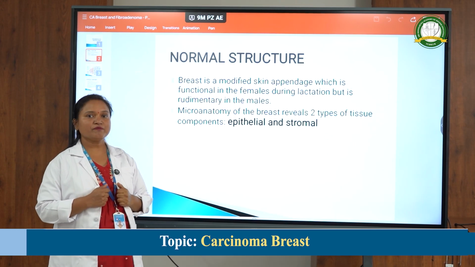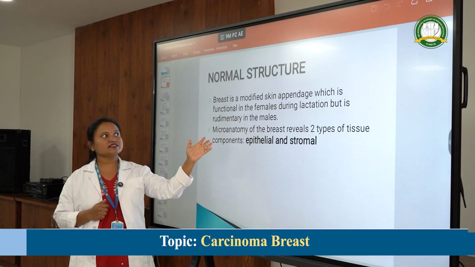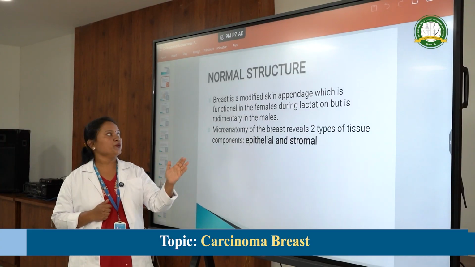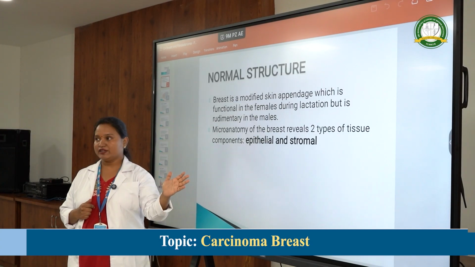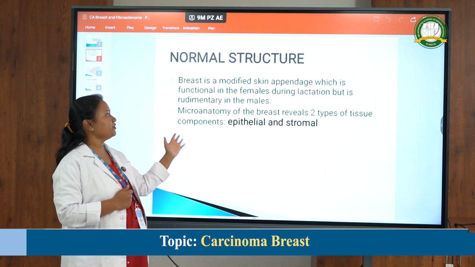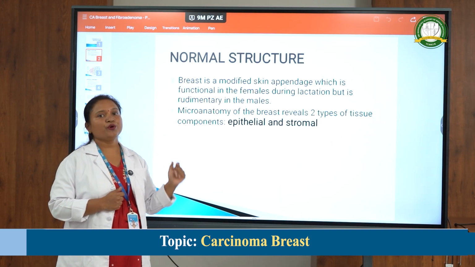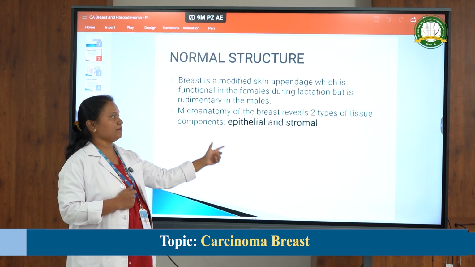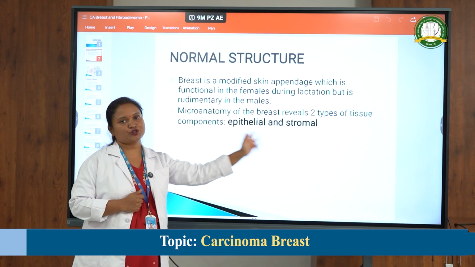First, we'll know the normal structure of the breast. Breast is a modified skin appendage which is functional in female during lactation and it is rudimentary in males. Microanatomy of the breast reveals two main component tissues, that is epithelial and stromal tissue.